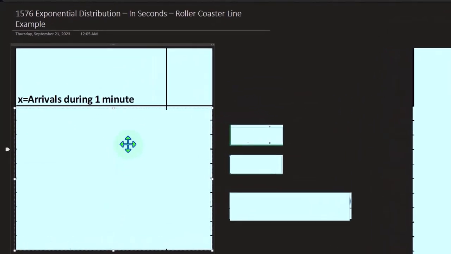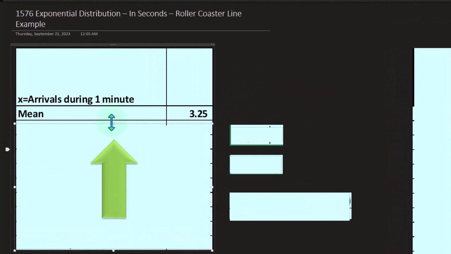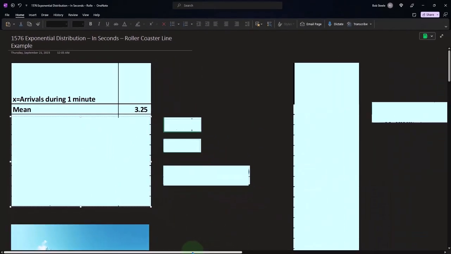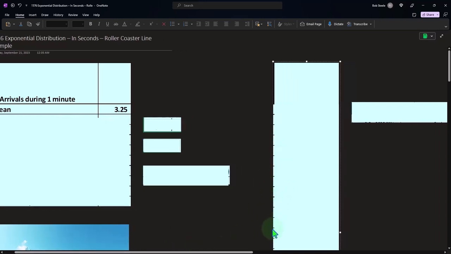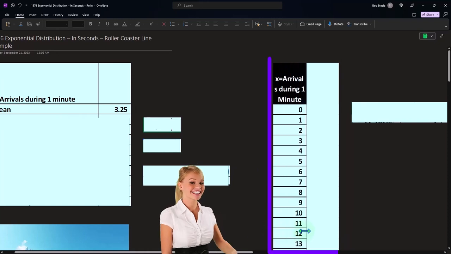X is going to be the arrivals during 1 minute, and we're going to say that the mean is going to be 3.25. So the 3.25 is the mean arrivals within the time frame of 1 minute. So this is going to be the Poisson distribution, not the exponential. This is just the starting point.